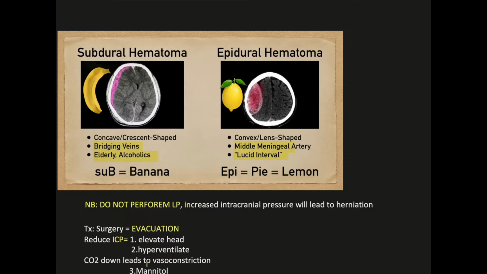The second one, which is the very fast one, is hyperventilation. We will ask the patient to hyperventilate. When the CO2 goes down, this will lead to vasoconstriction. Vasoconstriction will lead to decreased intracranial pressure. The third drug that we can give is mannitol.